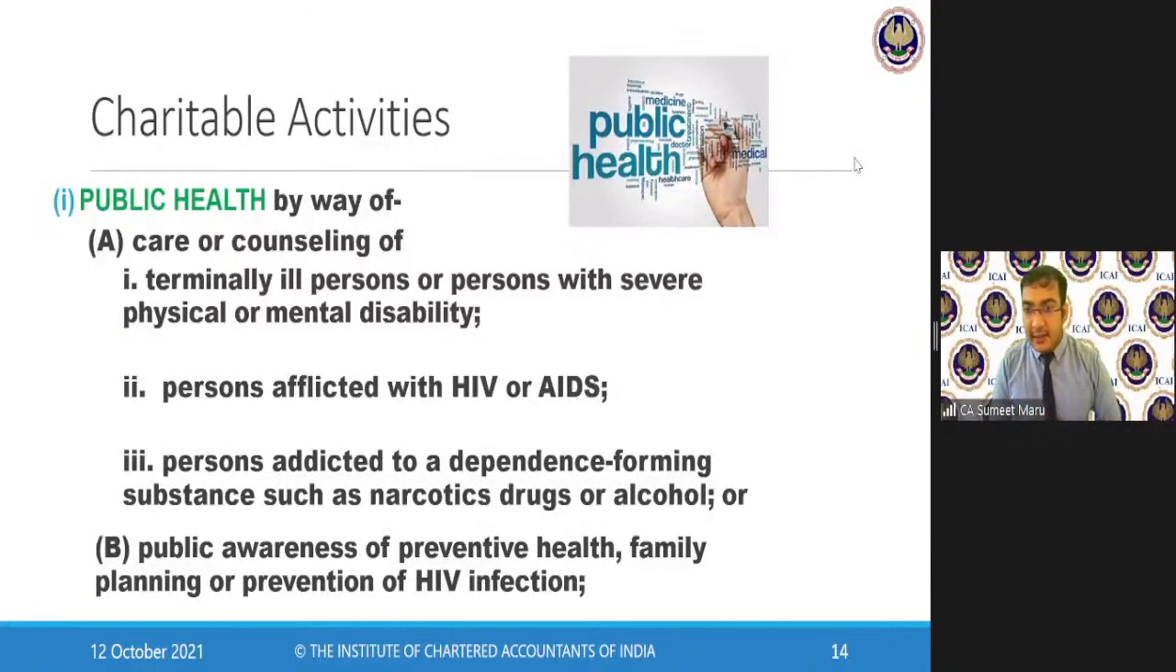Next, Shamim has asked, exemption available only in registration 12AA, not registration, no exemption. Yes, if you are registered under section 12AA, under a charitable trust, then and only then you will have an exemption. If you are registered under 12AA but you are doing all other activities, no exemption. First criteria, you should be registered. Second criteria, you should be doing charitable activities.